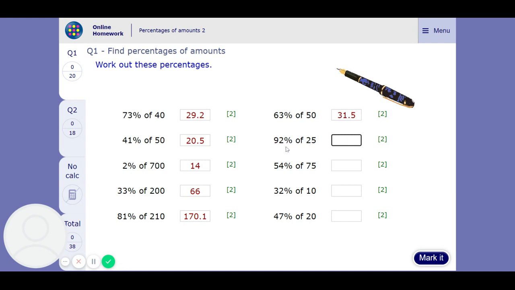92%. You're going to work out 10%, 1%, and 90% and 2%. And you work out all of these in a very similar way. Okay? There's not much point in me going through more of these because they're all done in the same sort of way. Each time you've got to work out 10%, 1%, and then however many tens you want, however many ones you want, and add them together.